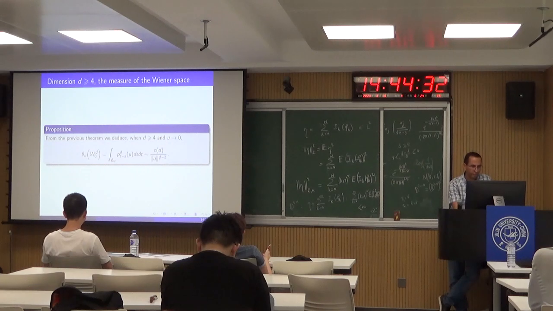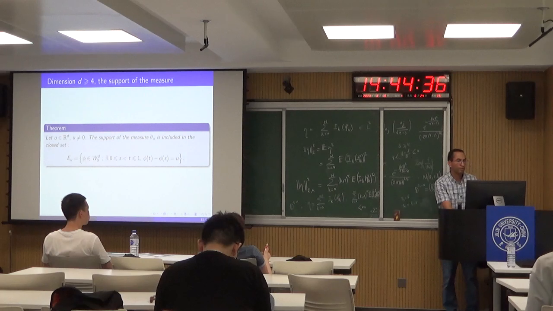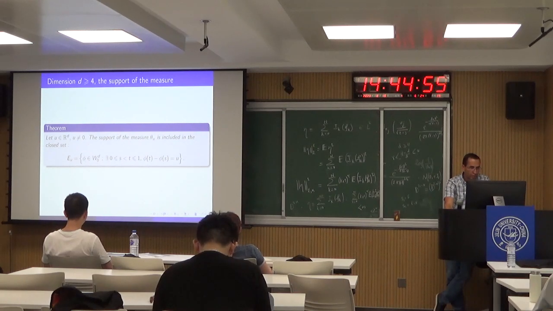The next result is the support of this measure theta u. So where is this measure theta u supported? The support is included in the following set of all the trajectories from the Wiener space, such that we can find an s smaller than t, such that phi t minus phi s is equal to u.